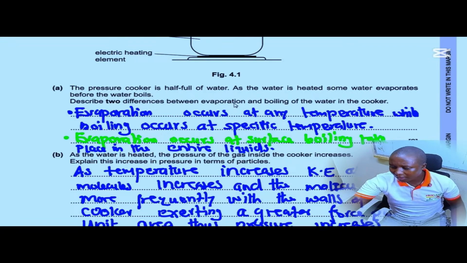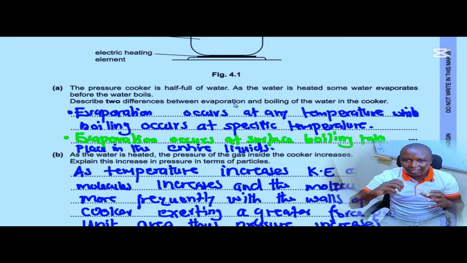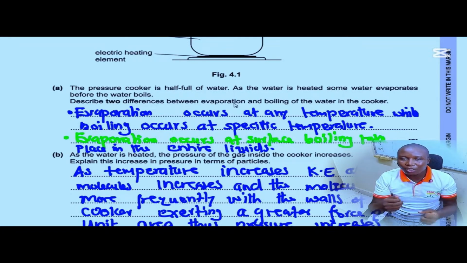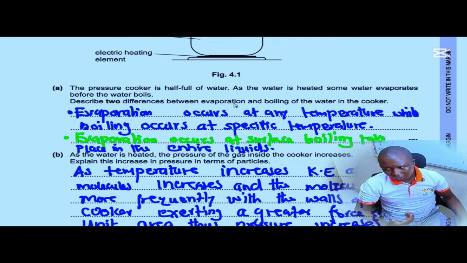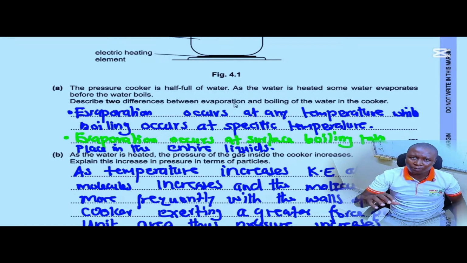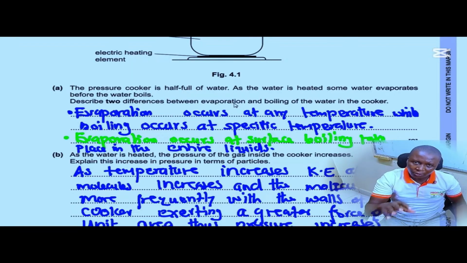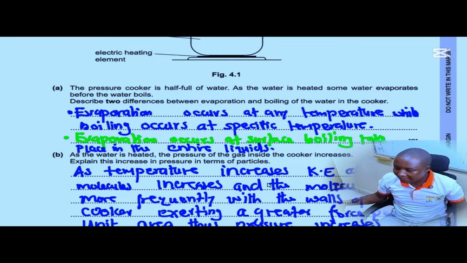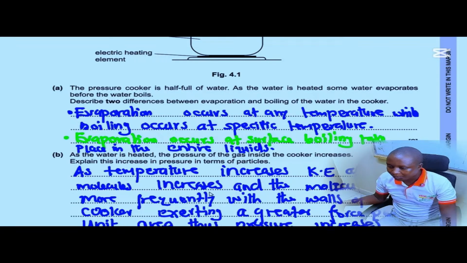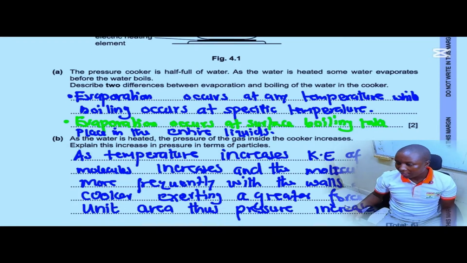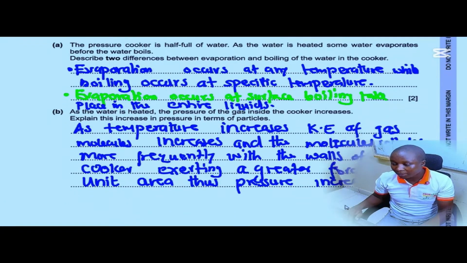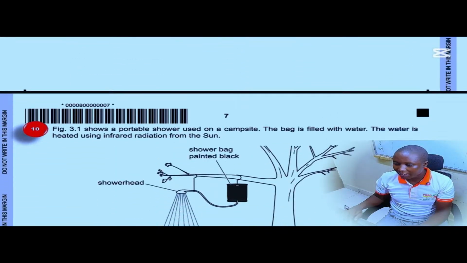Remember, as you increase the temperature of the water molecules, kinetic energy increases, and this kinetic energy enhances the collisions on the walls of the cooker. This results in force exerted on the walls, and force per unit area is pressure. So that's why we are saying as temperature increases, kinetic energy of gas molecules increases, and the molecules collide more frequently with the walls of the cooker, exerting a greater force, and force per unit area is pressure, and that explains why.